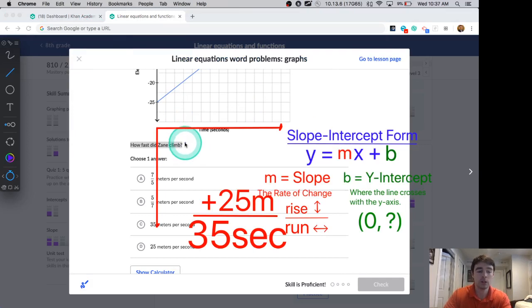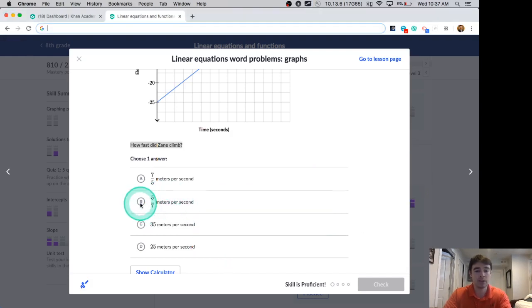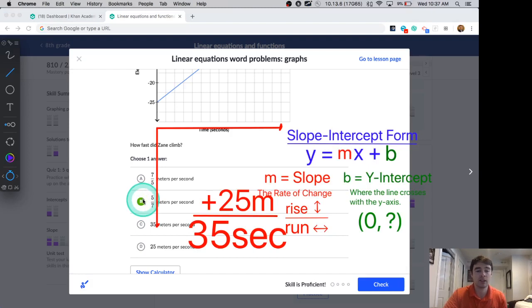So I want to take a look here now and say, which of these lines up with 25 meters every 35 seconds? And I see these both are factors of 5. I can divide them both by 5, and that would get me down to 5 meters every 7 seconds. 25 meters in 35 seconds can be simplified to 5 meters every 7 seconds. And that's how I know that B is the correct answer here.